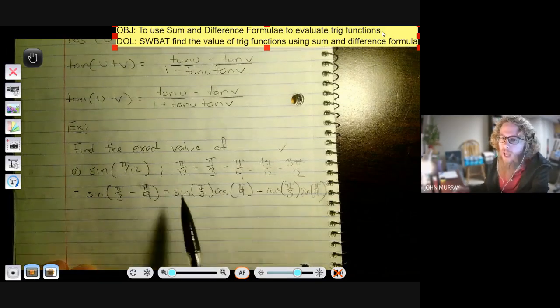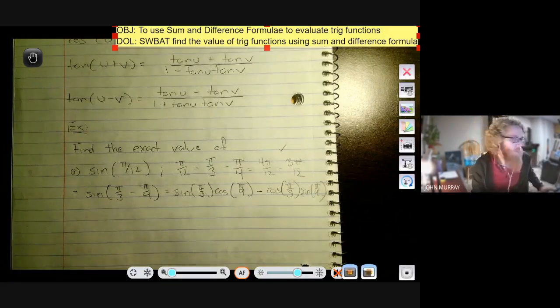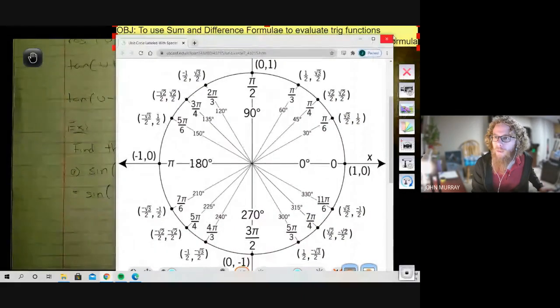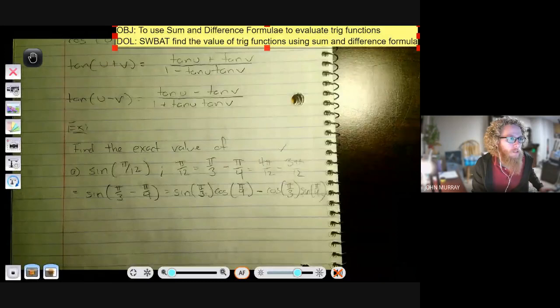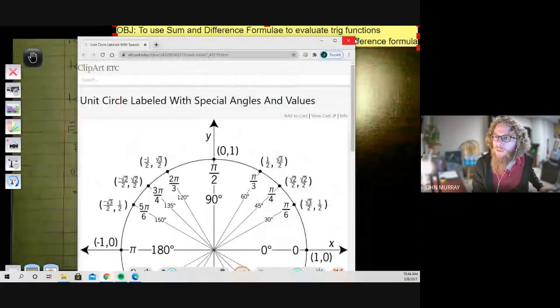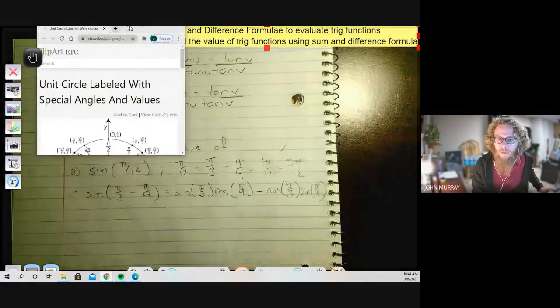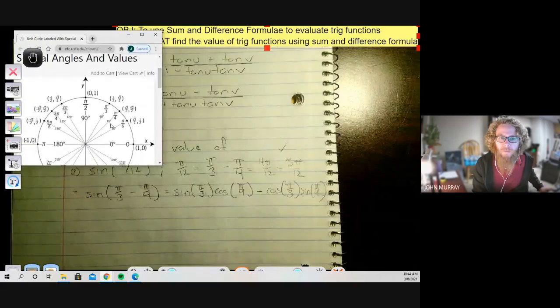So now I can find the values for all of these. Right? So let's bring up that unit circle. And really all I need is that first quadrant there. I'm only looking at these 2 angles.